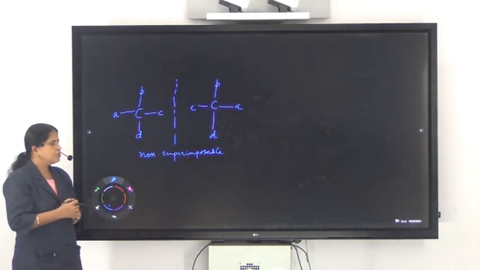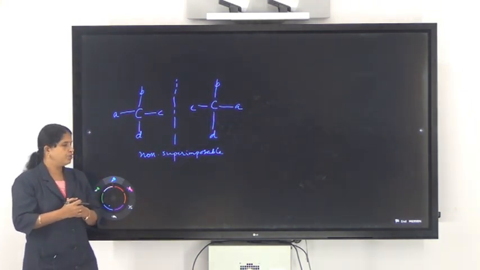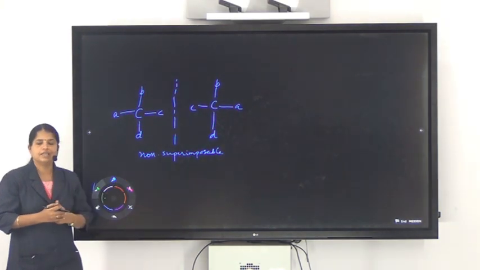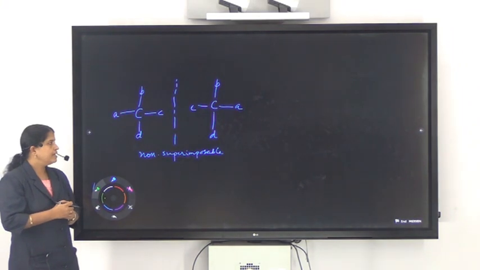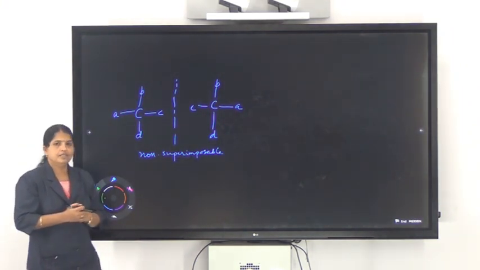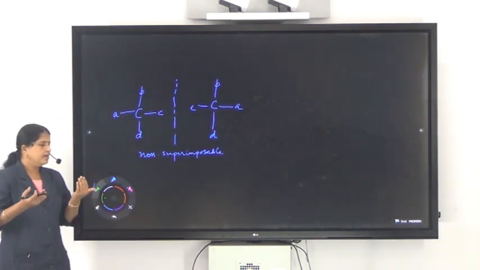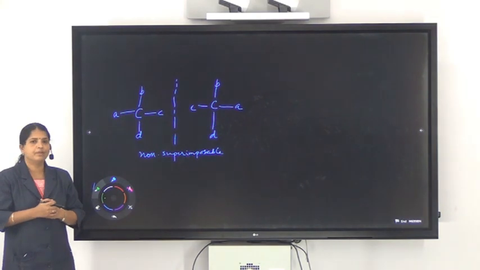Then we can check the non-superimposability by taking the case of plane of symmetry also. This molecule does not possess a plane of symmetry, therefore it possesses a non-superimposable mirror image. So that is the only condition in order to exhibit optical activity. So we can see several simple examples for these non-superimposable mirror images.